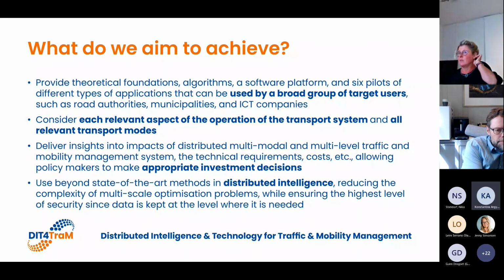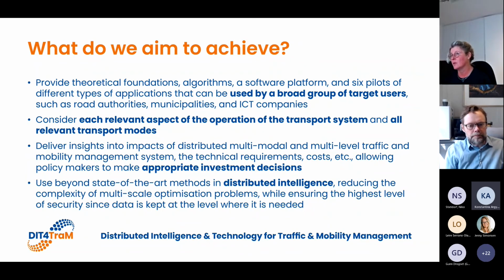What do we aim to achieve? We, on the one hand, want to come up with the theoretical foundation behind this swarm intelligence concept, and based on that, develop algorithms, implement that in our software platform, and in the end, apply that in 6 different pilots that we can use to assess the value of the concept in that case, and also demonstrate to a much broader group of users like road authorities, municipalities, ICT companies, what the value of this concept in these different situations can be.